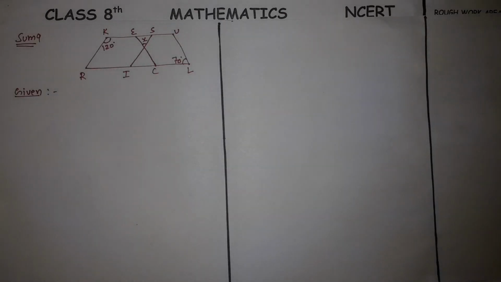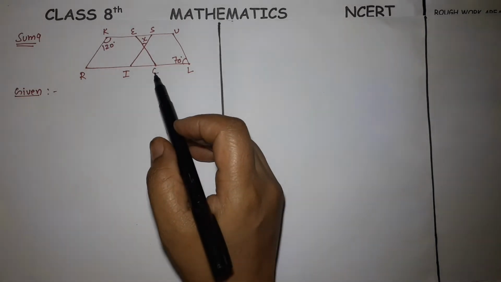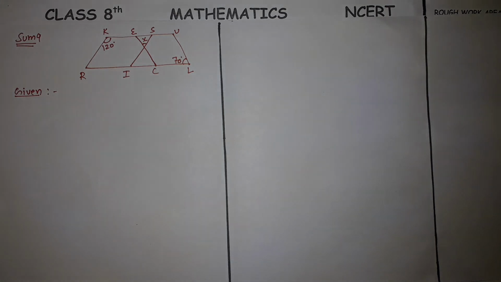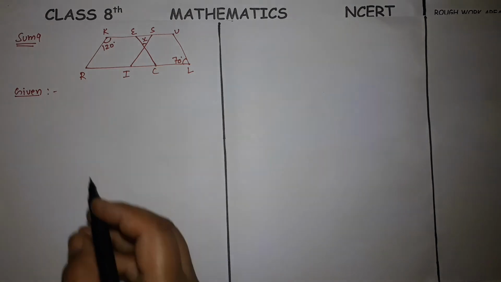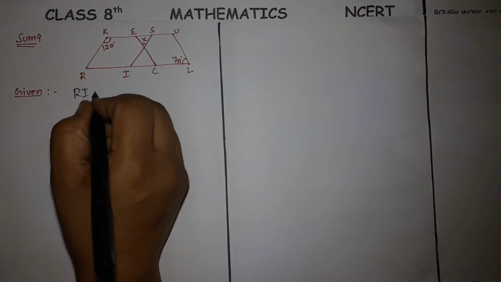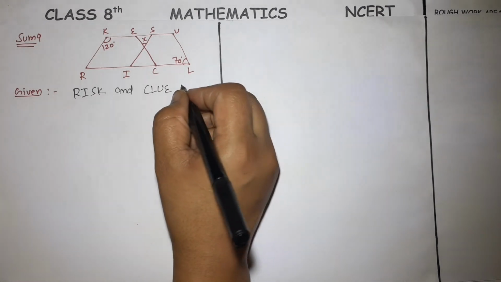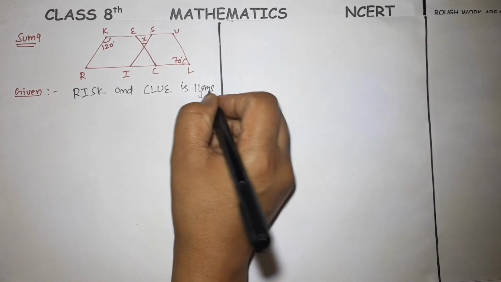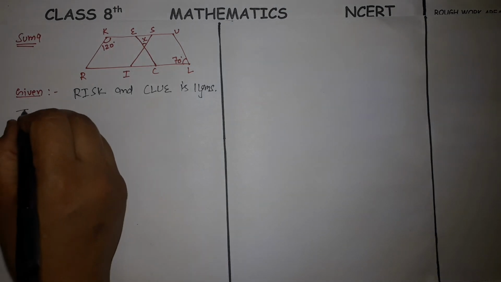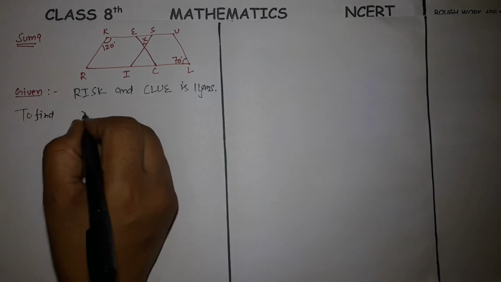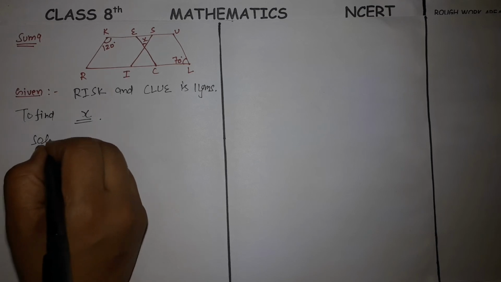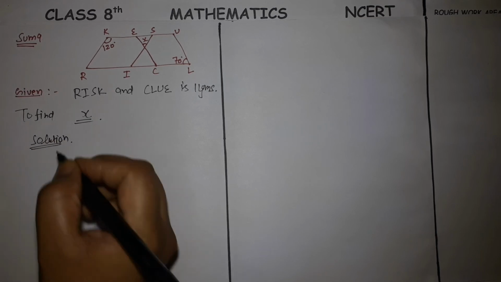Next one is sum number 9. Given, RISK and CLUE are two parallelograms. To find x. Given, RISK and CLUE are parallelograms. To find x. Solution.